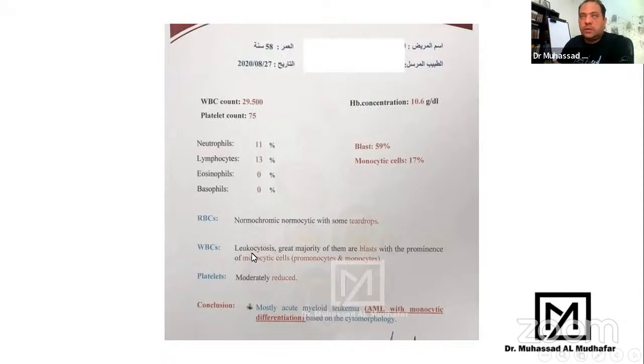Leukocytosis, here we see increase of granulocyte formation, increase of granulocytes and increase of monocytic cells. Immature blast cells, bizarre shape, hyperchromatic. This is the conclusion of acute myeloid leukemia with monocytic differentiation.